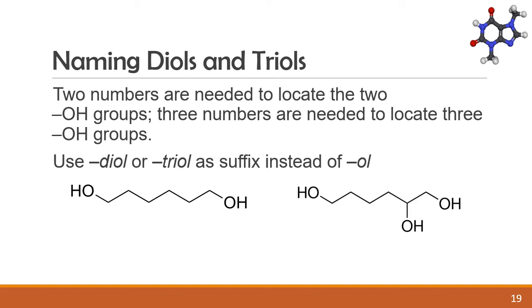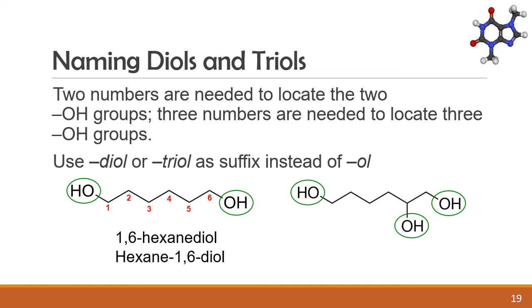Let's try naming these 2 alcohols. This alcohol has 2 hydroxyl groups. This one has 3 hydroxyl groups. This alcohol has 6 carbon atoms, so we name it as 1,6-hexane-diol or hexane-1,6-diol. This other alcohol also has 6 carbon atoms.